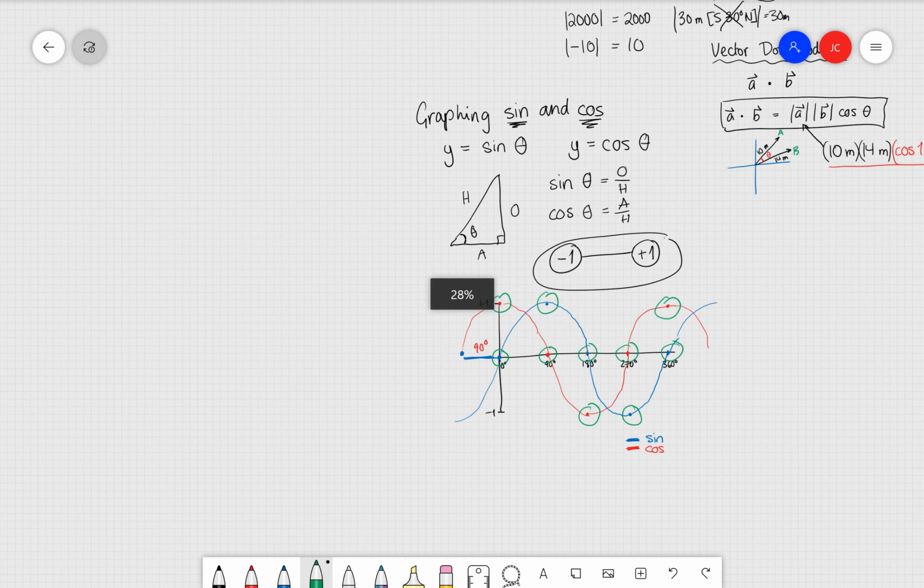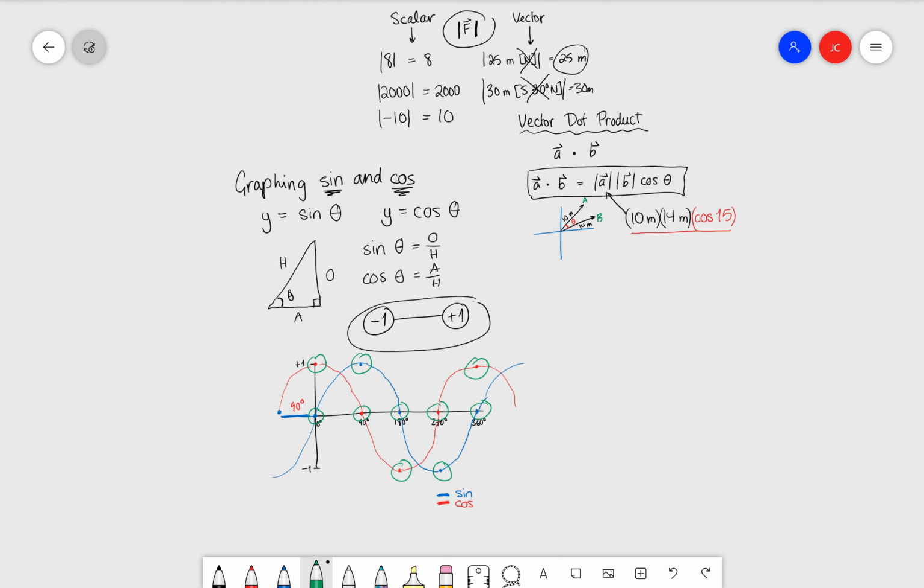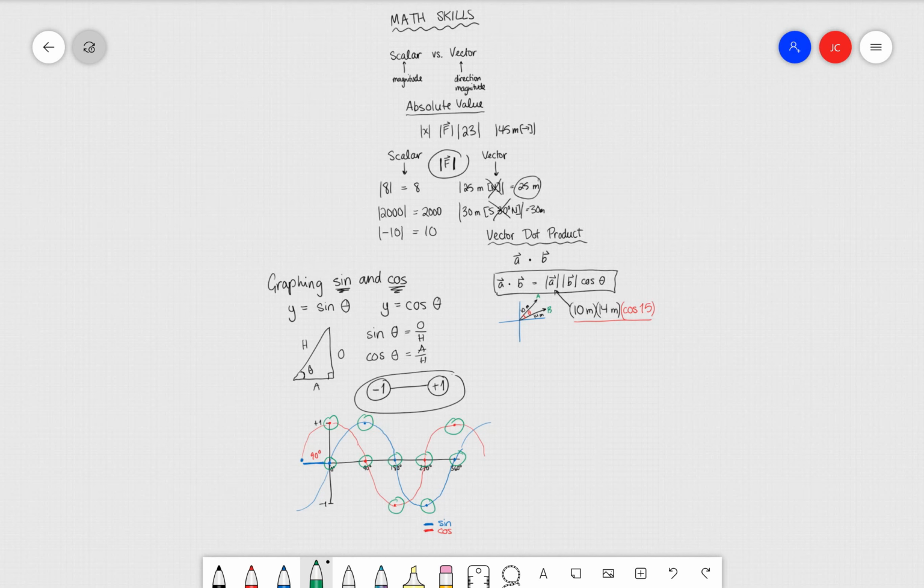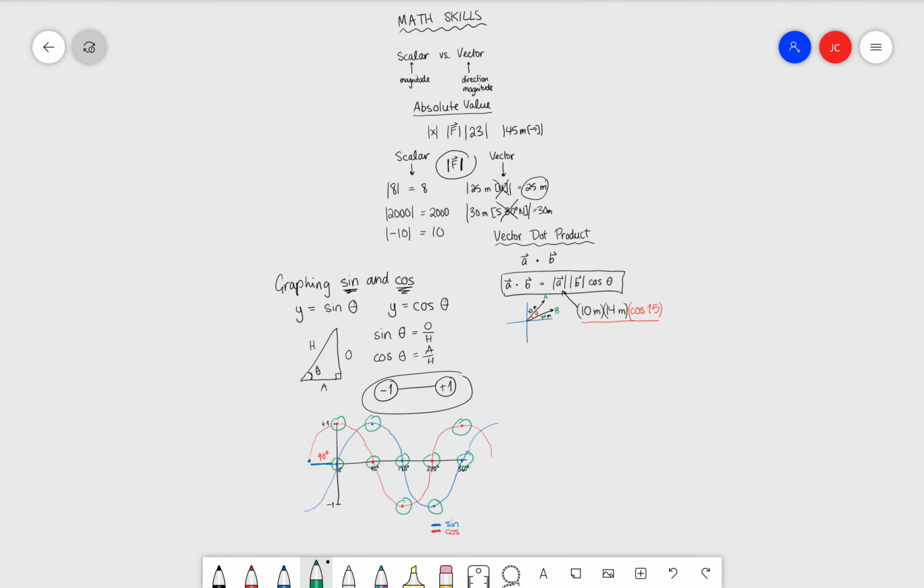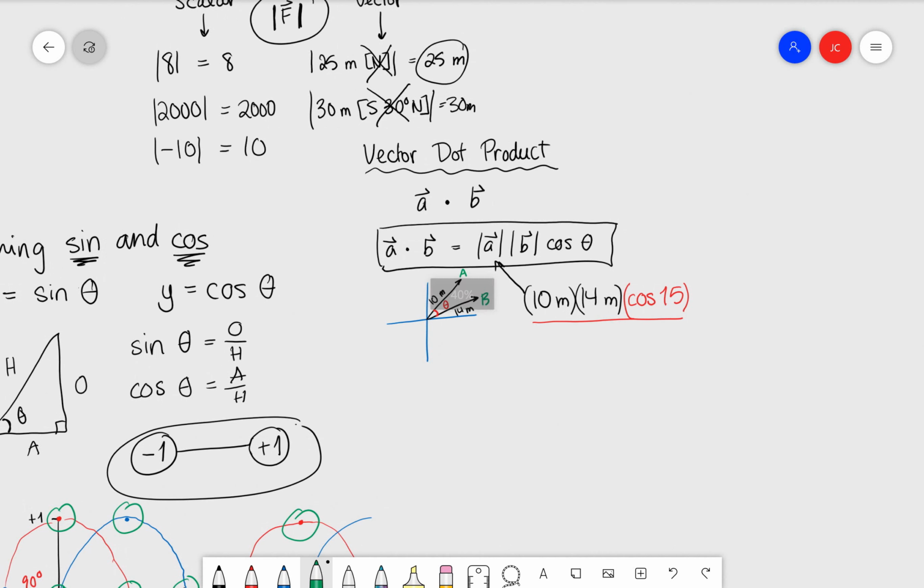Okay, so just an overview of what we've discussed today. We started off talking about scalars versus vectors. Scalars have magnitude, vectors have direction and magnitude. We looked at how to calculate absolute values. For scalars, just removing the negative. For vectors, ignoring the direction. Then we looked at vector dot products, and we remember this important formula: absolute value of vector A times absolute value of vector B times cosine of theta, where theta is the angle between the two vectors.